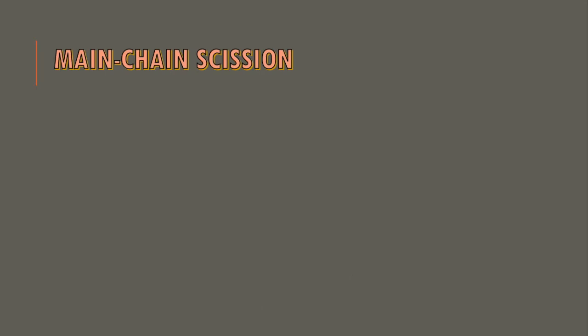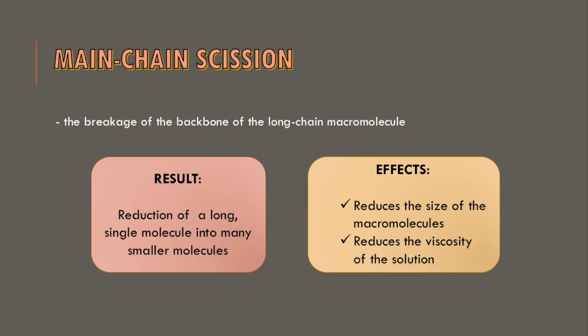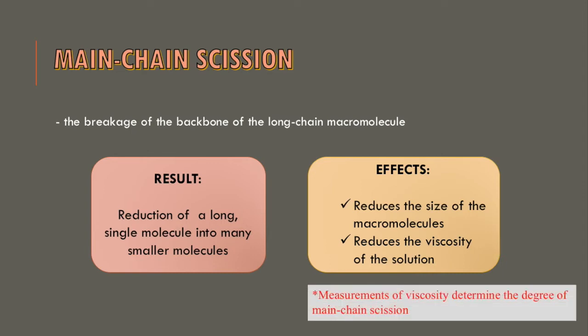So let's start with the first effect, the main chain scission. It is defined to be the breakage of the backbone of the long chain macromolecule. It results in the reduction of a long single molecule into many smaller molecules, and we have two effects. The first one is that it reduces the size of the macromolecules and it reduces the viscosity of the solution. An important note is that the measurements of viscosity determines the degree of the main chain scission.